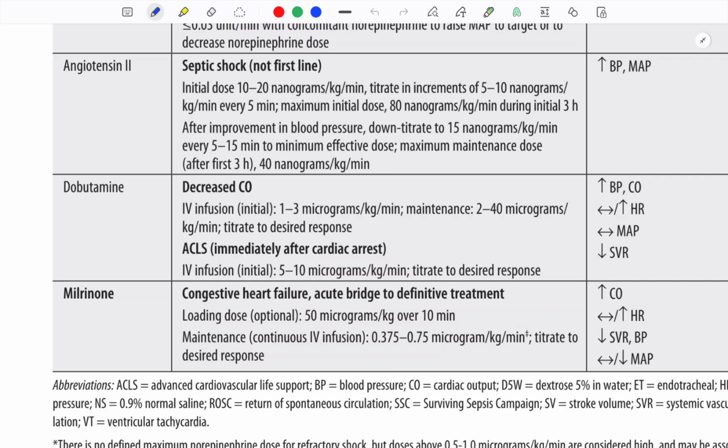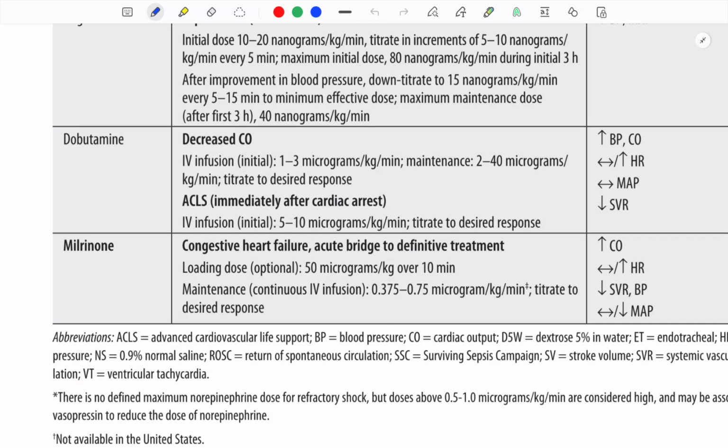In ACLS, immediately after cardiac arrest, you will give dobutamine 5 to 10 microgram per kg per minute. Milrinone is used in congestive heart failure, as an acute bridge to definitive treatment. Loading dose is 50 microgram per kg, then maintenance of 0.3 to 0.7 microgram per kg per minute.